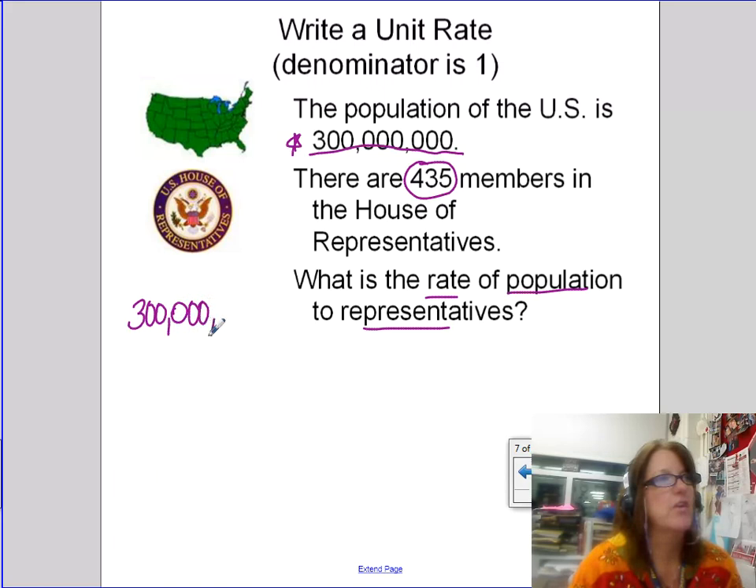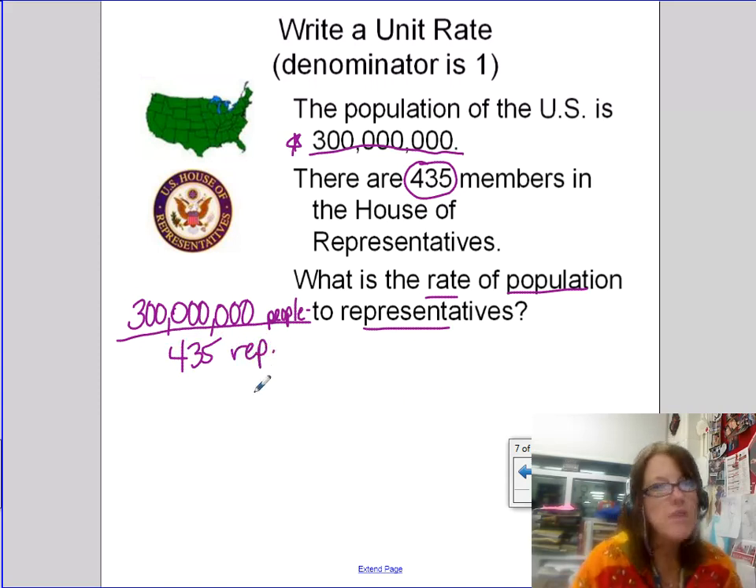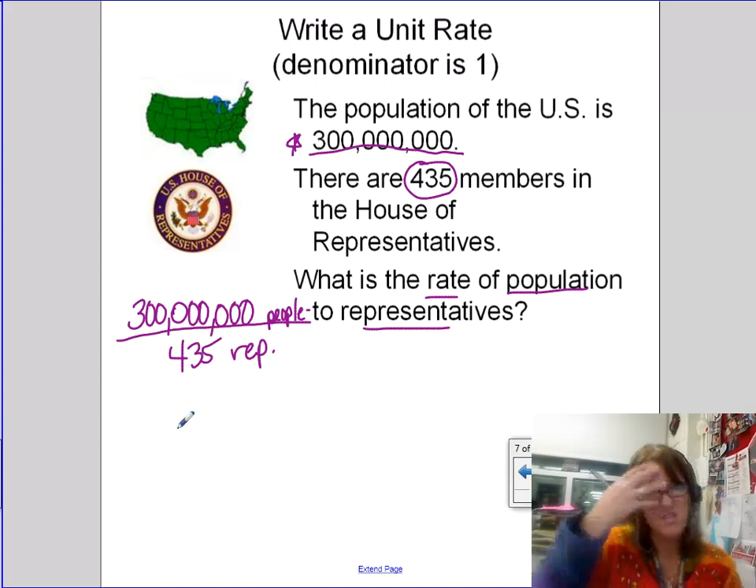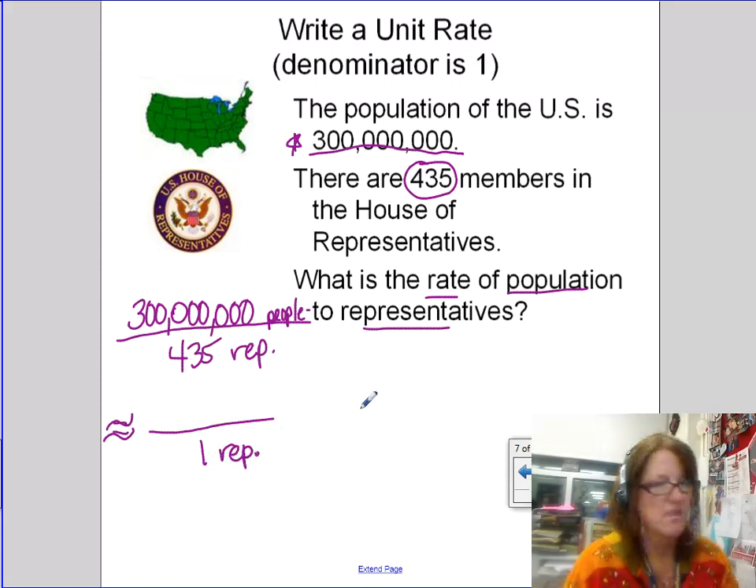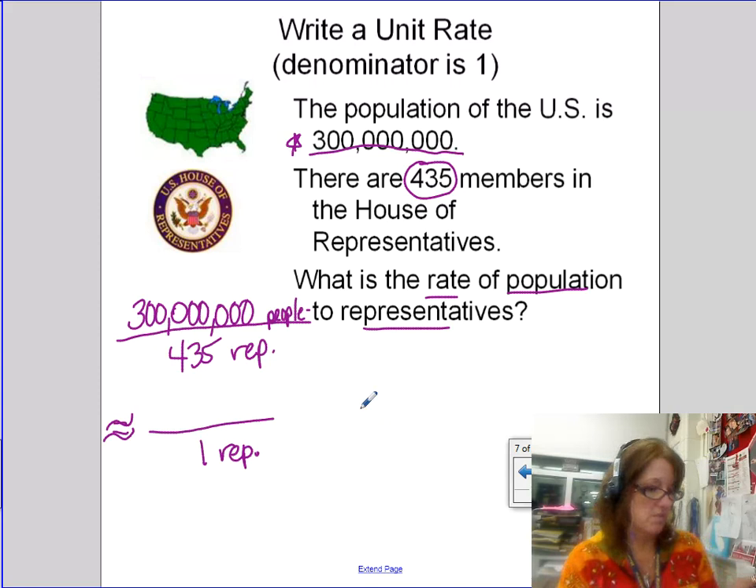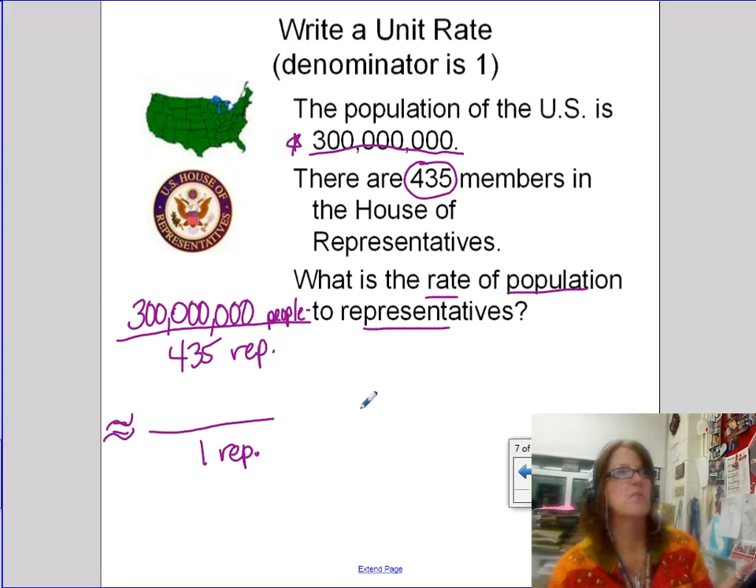So first thing first, 300 million, and these would be regular citizens here, to 435 representatives. I'm going to abbreviate that as rep. Now that's the rate. 300 million is such a big number, I can't fathom that. So let's make the unit rate. And I know I'm going to have to approximate here. But about how many people then does one representative account for? Or what is their job to represent? So watch your zeros here. 1, 2, 3, 4, 5, 6, 7, 8 zeros for 300 million.